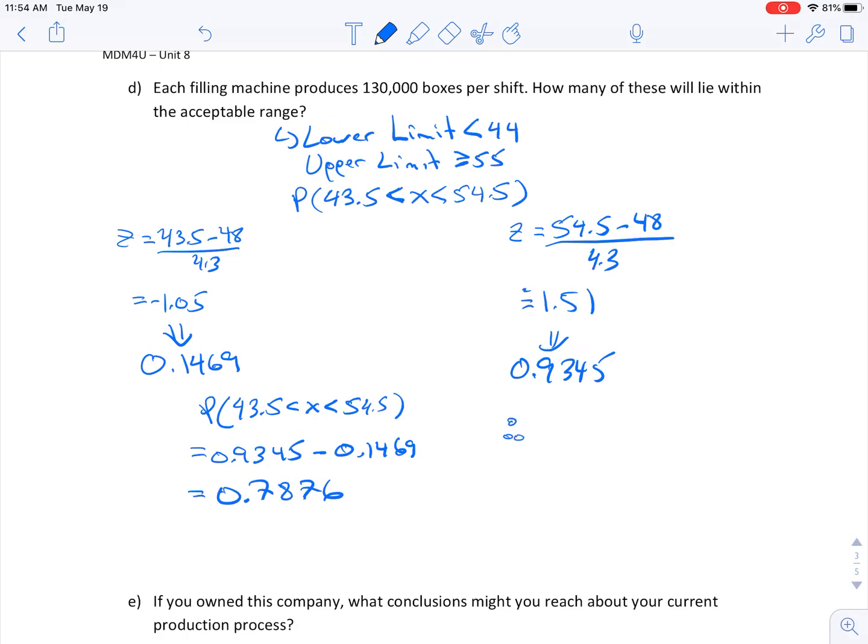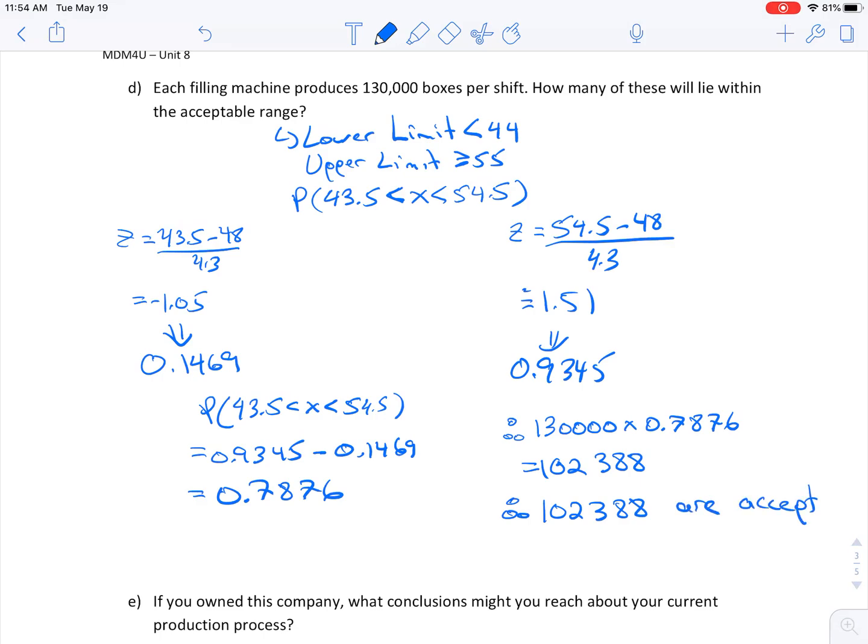So therefore, in 130,000, I just take 130,000 and I multiply it by that percentage. And that works out to 102,388. And so therefore, in a shift, 102,388 are accepted. So really not that many, we're only accepting 78%. A lot are being rejected because they don't fit.